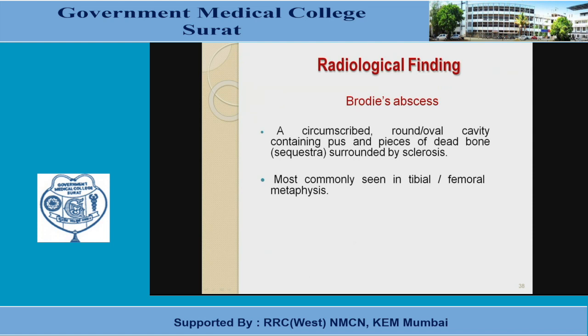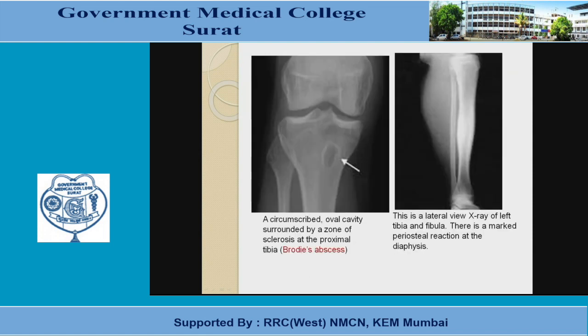Now, Brodie sepsis is one type of subacute osteomyelitis. In Brodie sepsis, it may be located in the metaphysis or epiphysis, but it is a pure circumscribed round or oval lytic opacity surrounded by sclerosis. Most commonly seen in the tibia and the femoral metaphysis. This X-ray shows a pure lytic lesion surrounded by a sclerotic margin in the metaphyseal region of the tibia. So it confirms Brodie sepsis.